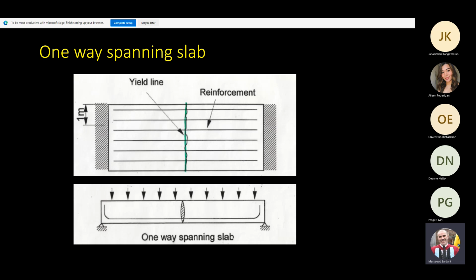Take the example of a propped cantilever, isn't it? The maximum moment is at the support, but the maximum deflection is at the free end. Right? So from now on, please think in terms of curvature. Is that clear? So here, the maximum curvature is in the middle, and this is where the crack or the yield line appears. Okay? So this is a very clear, simple example of a one-way slab.